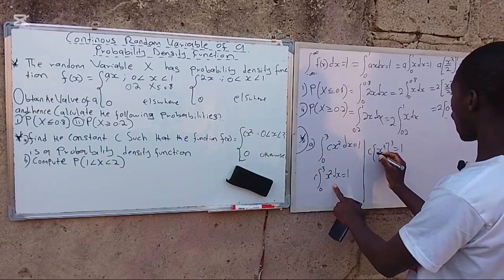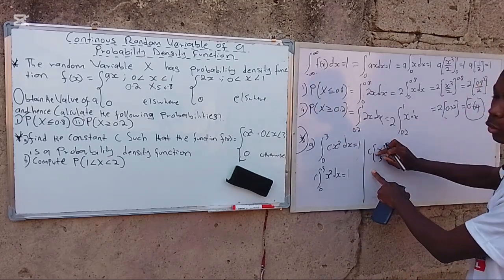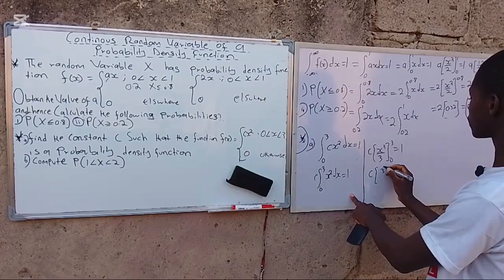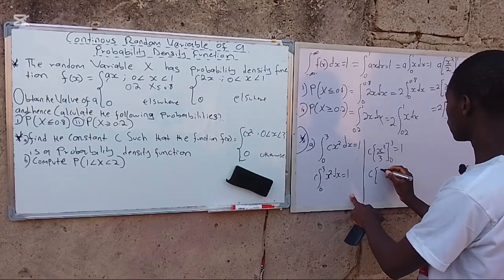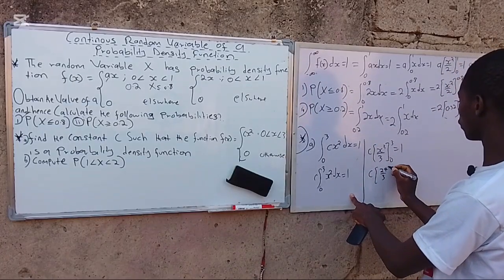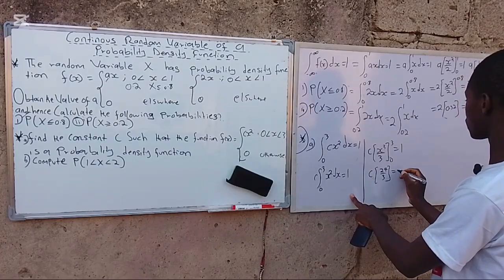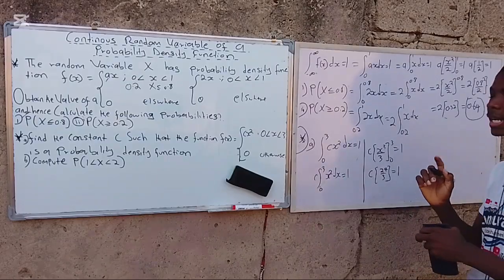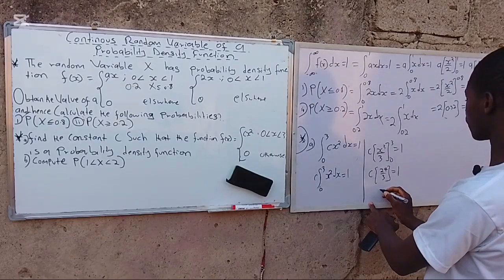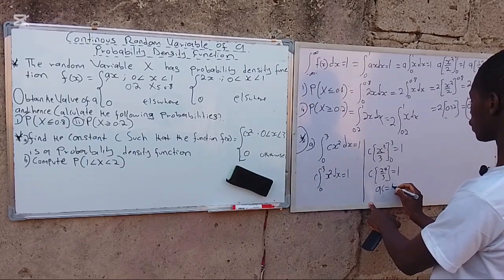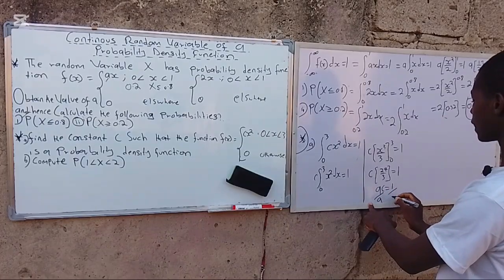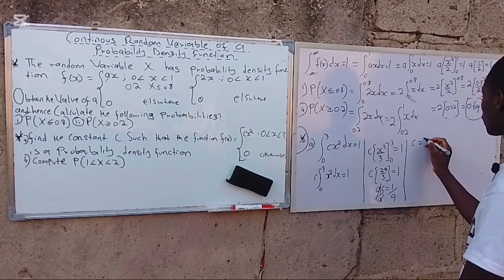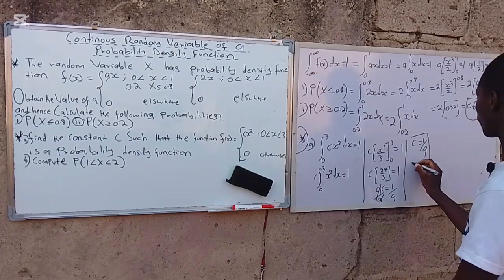So if I substitute the limits, I have c times 3 raised to the power of 3, which is 27, and therefore 27 divided by 3, which is equal to 1. And therefore 27 divided by 3 will give me 9. So therefore I'll have 9c, which is equal to 1. If I divide both sides by 9, 9 will cancel 9. At the end, c will now be equal to 1 over 9.